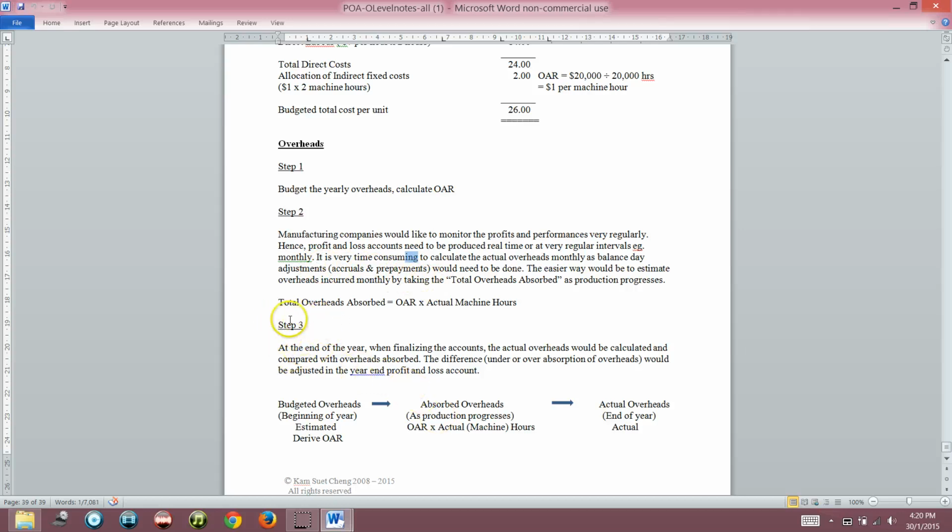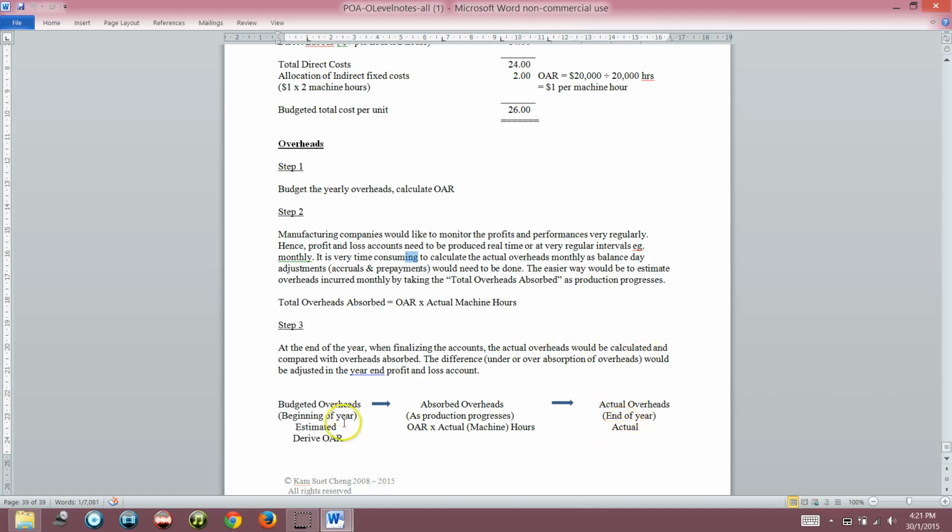At the end of the year is step 3. Step 1 is what we do before the start of the year. Step 2 is what we do on a regular basis every month. We calculate our total overhead absorbed every month as production progresses. Step 3, at the end of the year, we have to do our management account for our boss, and also the financial accounts for tax purposes. When doing the financial accounts for tax purposes or submitting to the government, we have to use the actual figure, no choice. So at the end of the year, we will get our staff to work overtime to do all the accrual, prepayment, depreciation calculation, and all these kinds of things, to calculate the actual overheads.